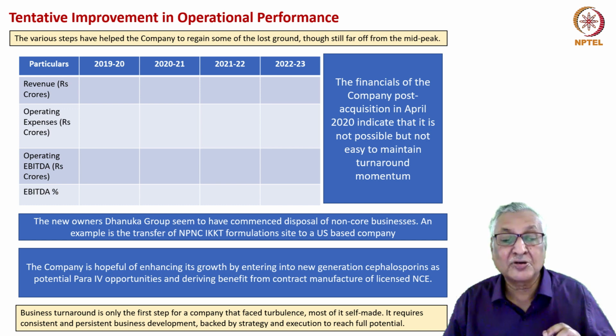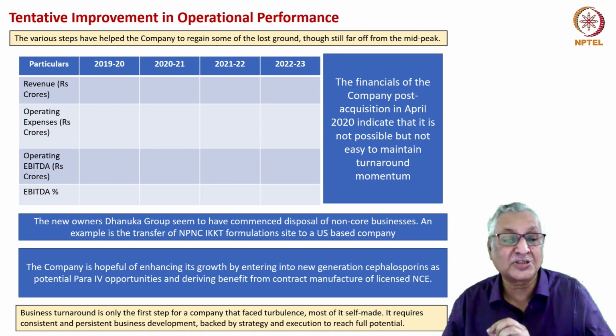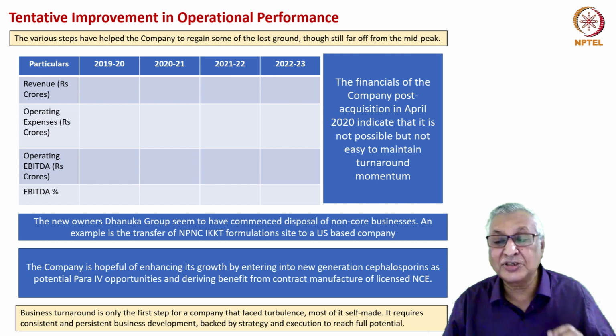The new owners, Dhanuka Group, have commenced disposal of non-core businesses. An example is the transfer of NPNC IKKT formulation site to a US-based company. The company is hopeful of enhancing its growth by entering into new generation cephalosporins as potential Para-4 opportunities and deriving benefit from contract manufacture of licensed NCE.